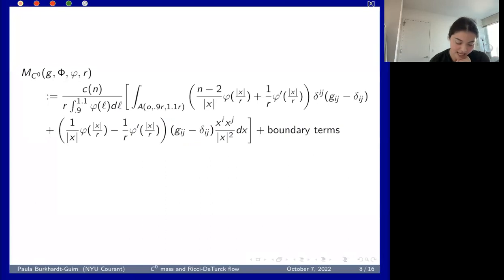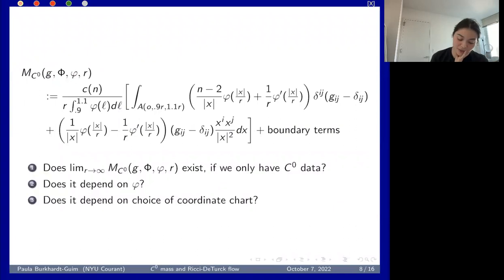By the argument that I just showed you on the previous slide, I know that if I have a metric for which I already know the ADM mass exists, if I let R go to infinity, then this thing is going to converge to the ADM mass. But if I have a metric that has only C0 decay on the derivatives, just because I can write this thing down doesn't mean that it's going to converge to anything at infinity, right? And even if it does, maybe it will depend on this choice of test function, maybe it'll depend on this choice of coordinate chart.